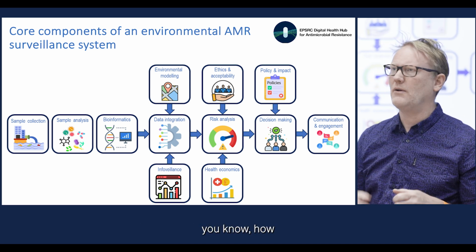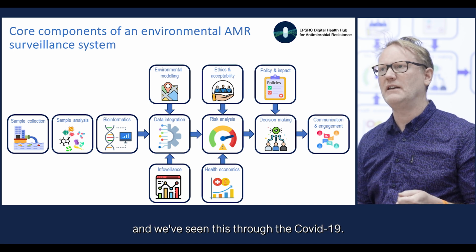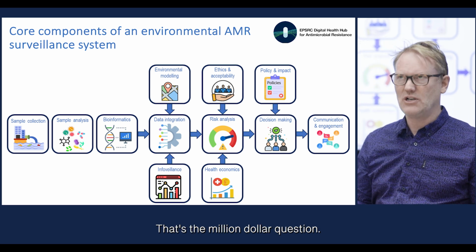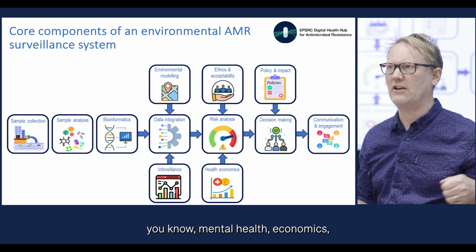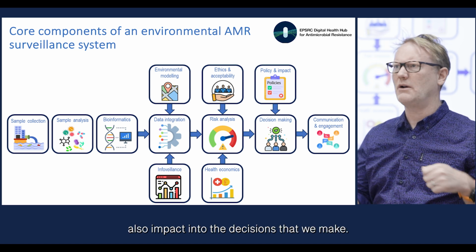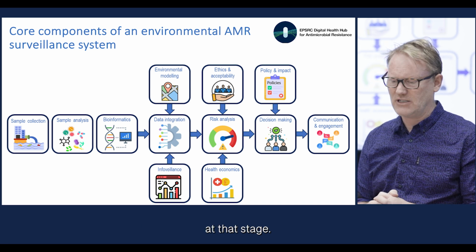And then it's about how we use that information to make decisions. We've seen this through COVID-19. Should we go into a lockdown? Should we not go into a lockdown? That's the million-dollar question. There's so many other things that come into play with the social, mental health, economics, the sort of industries and other things that go on, which also impact into the decisions that we make. So it becomes much more complicated at that stage.